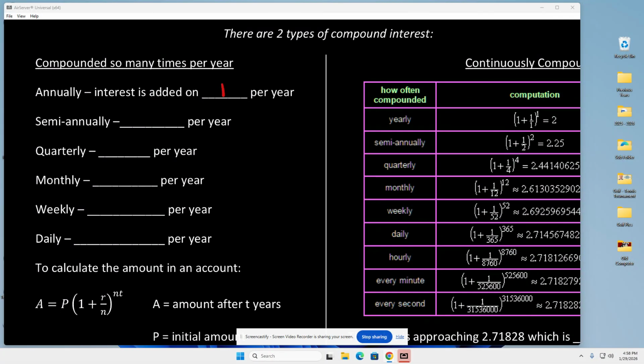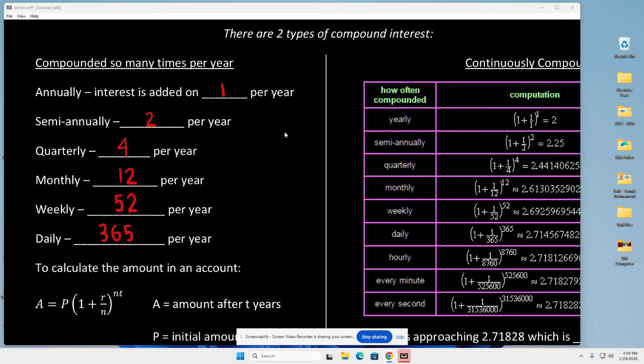Semi-annually means 2 times per year. Quarterly means 4 times per year. Monthly means 12. Weekly means 52. And daily means 365.